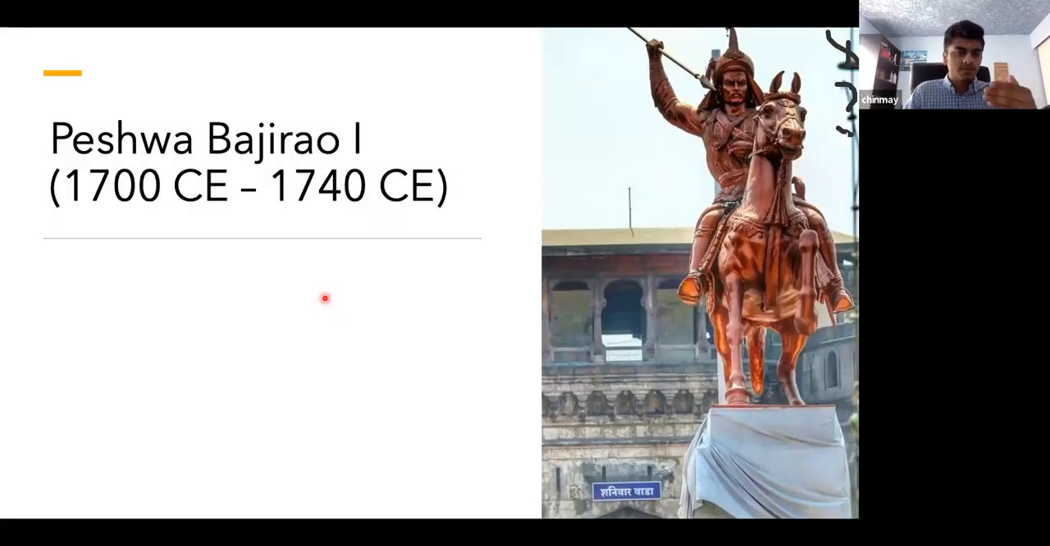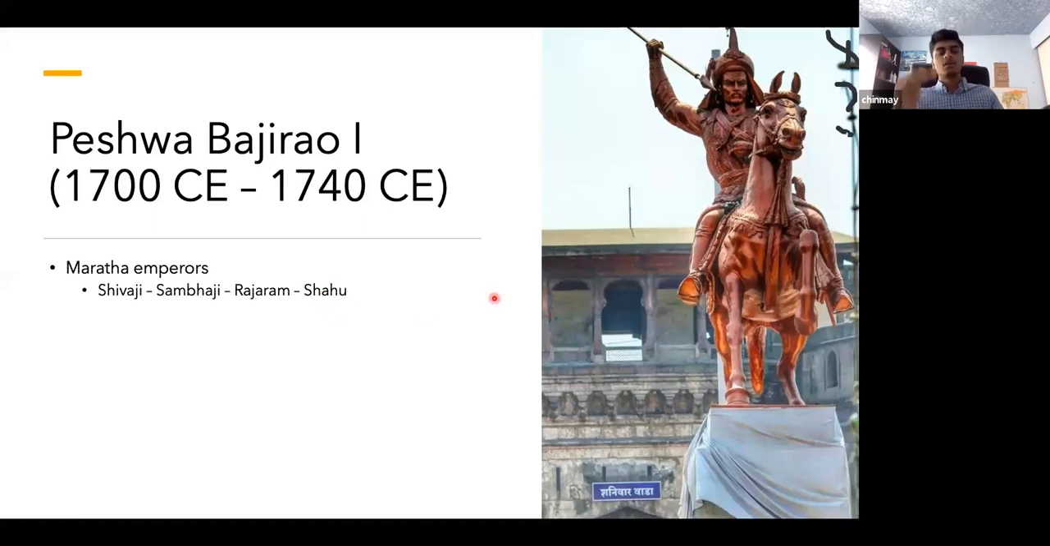So 220 years following Chhatrapati Shivaji's death, Peshwa Bajirao Ballal was born. The Maratha emperors were Chhatrapati Shivaji Maharaj, then his son Sambhaji, then Rajaram, then Shahu. During Chhatrapati Shahu's time is when Bajirao was the Peshwa.